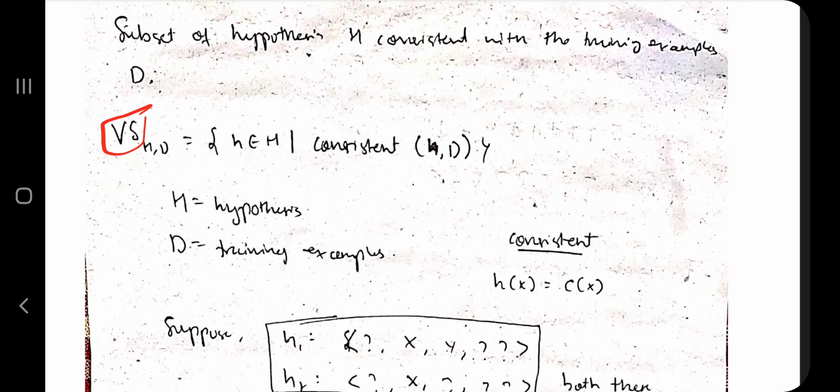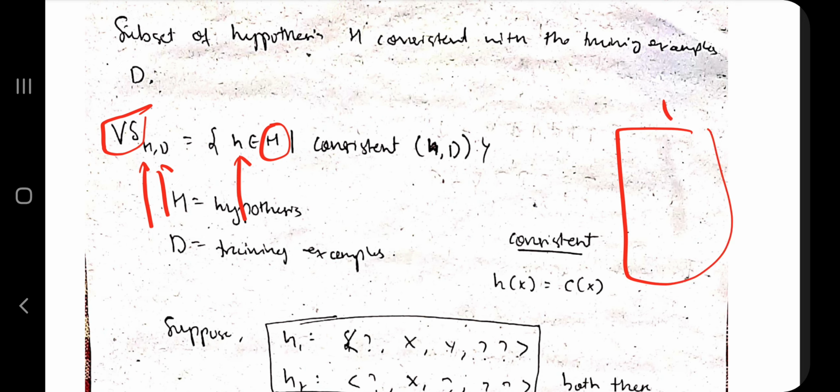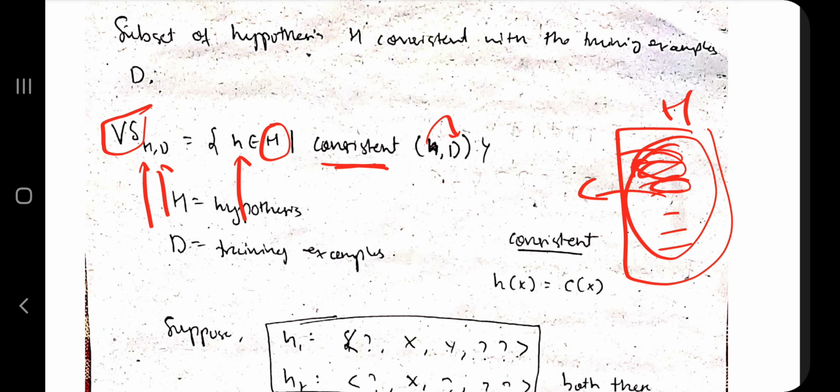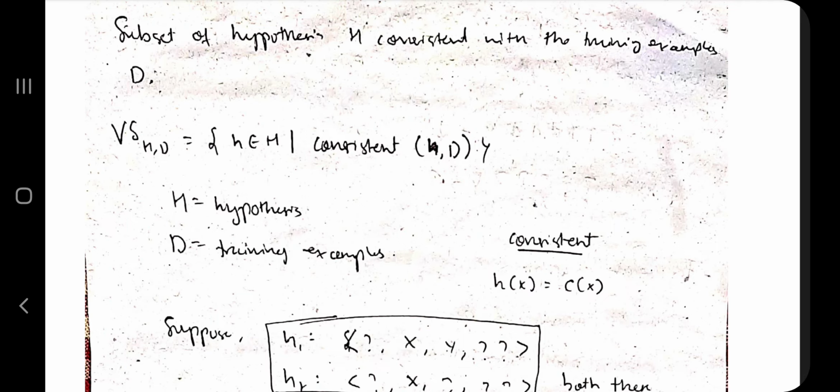VS means version space. H is hypothesis, D is training example. For all hypotheses in the whole set, there are many hypotheses, right? Each hypothesis will be considered, and we'll check if it is consistent with the given D training examples or not. This hypothesis should be consistent with all the training examples. All those which are consistent, we take and write as the version space. Okay, that's what the version space is.